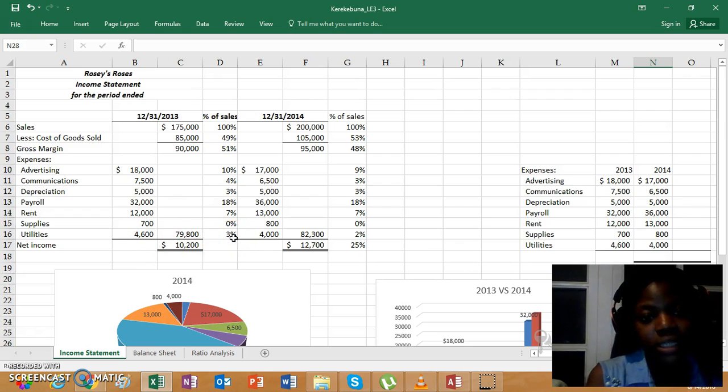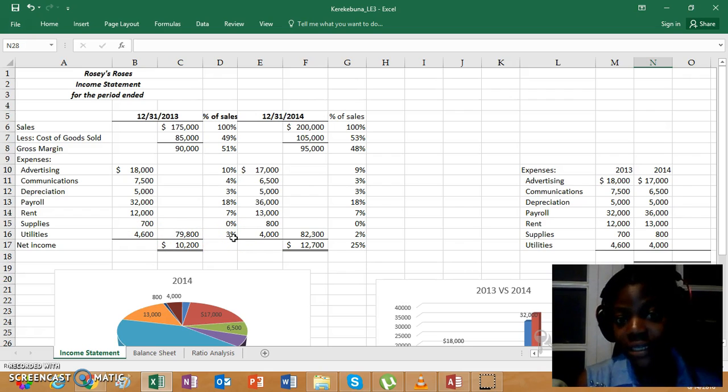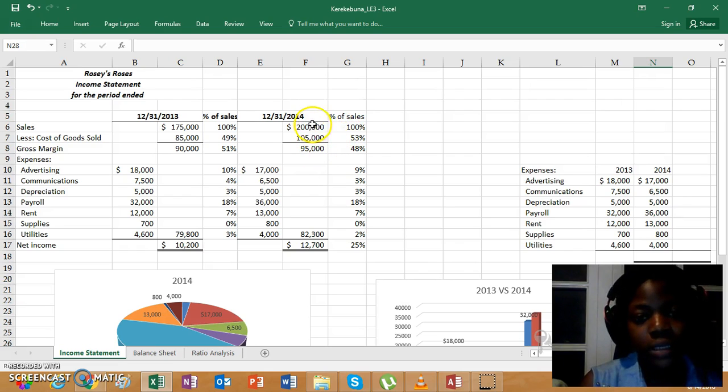That was for 2013. For 2014 I did the same thing. I divided sales by itself and it gave me 100%. I divided cost of goods sold by sales and I got 53%, and that was it. Same till the end for 2014 also. So that's it for the income statement.